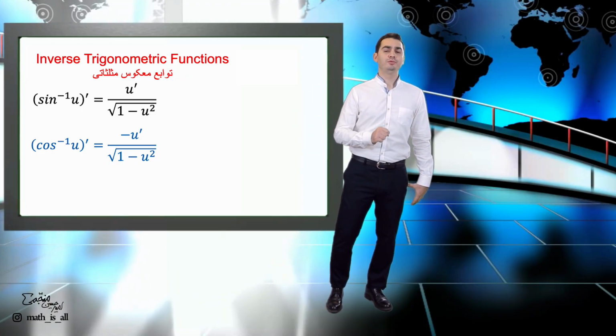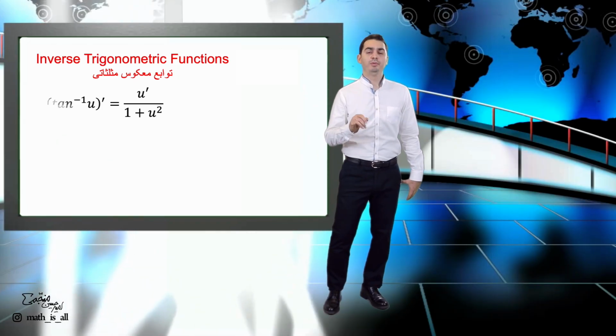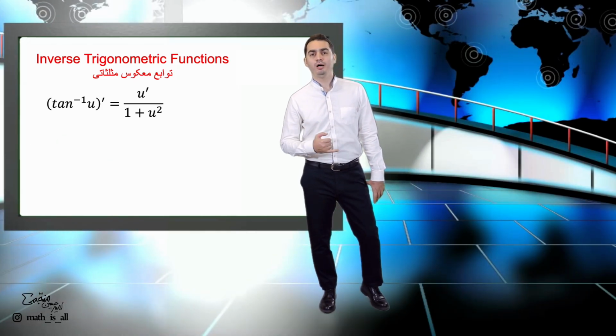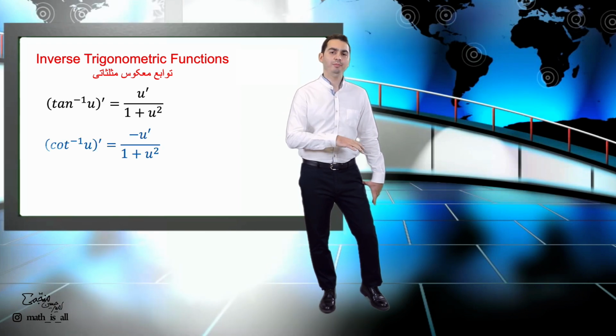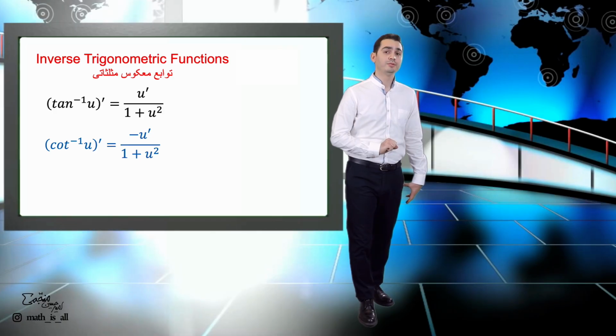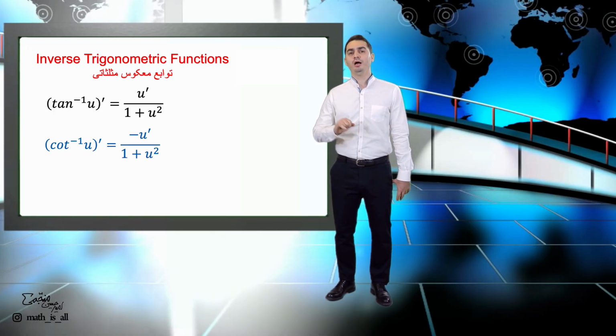Alright, so what exactly is the derivative of the arctangent function? It's u prime divided by 1 plus u squared. And for the derivative of arccotangent, it's negative u prime over 1 plus u squared. I highly recommend that you spend some time practicing these formulas so we can then more easily apply them when we work with integrals.